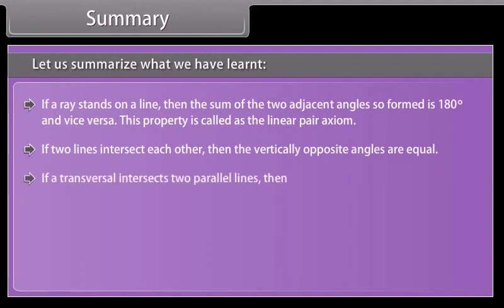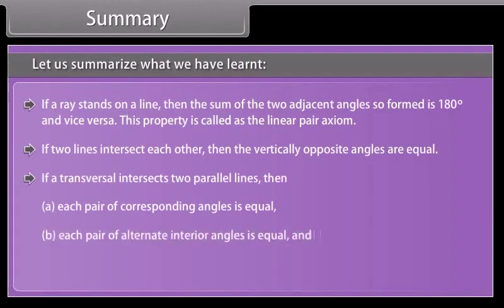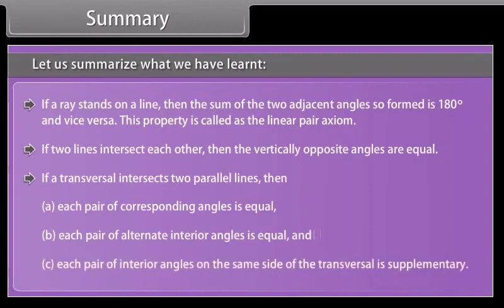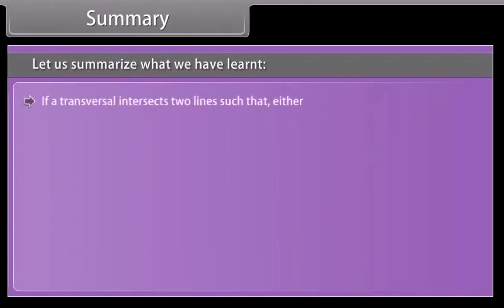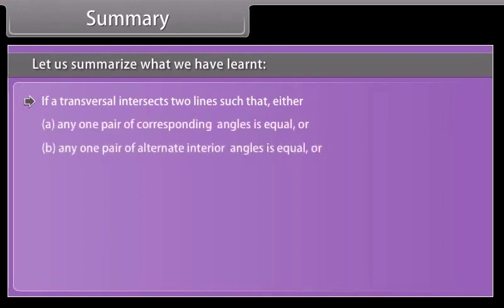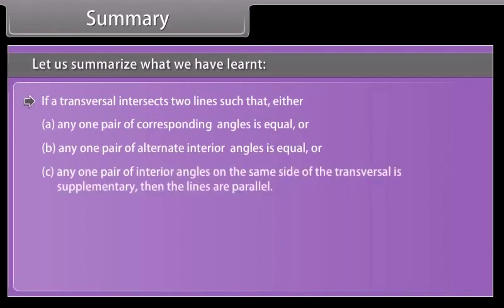If a transversal intersects two parallel lines, then each pair of corresponding angles is equal, each pair of alternate interior angles is equal, and each pair of interior angles on the same side of the transversal is supplementary. If a transversal intersects two lines such that any one pair of corresponding angles is equal, or any one pair of alternate interior angles is equal, or any one pair of interior angles on the same side of the transversal is supplementary, then the lines are parallel.